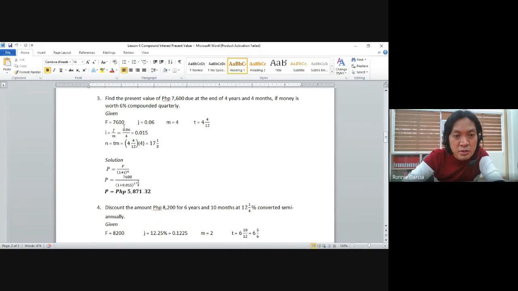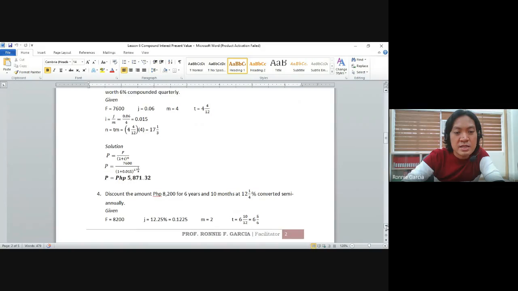So after substituting all those required values like the F, our i, as well as our n, then we should come up with the answer 5,871 pesos and 32 centavos. In other words, this is the present value of 7,600 pesos that has been discussed in this particular problem.